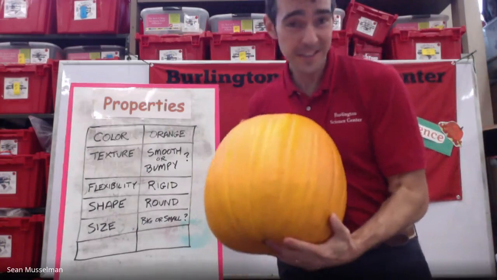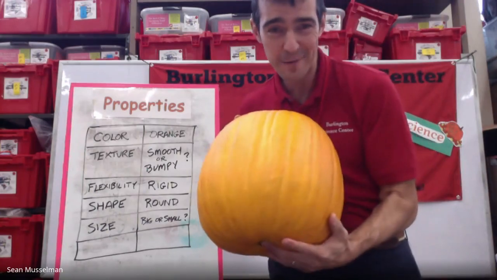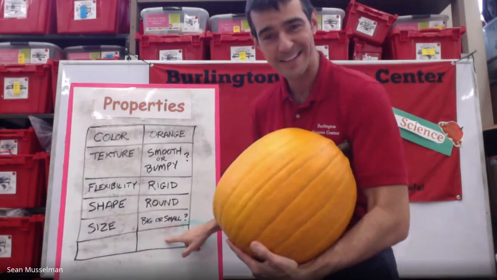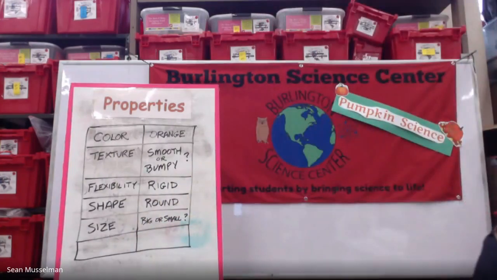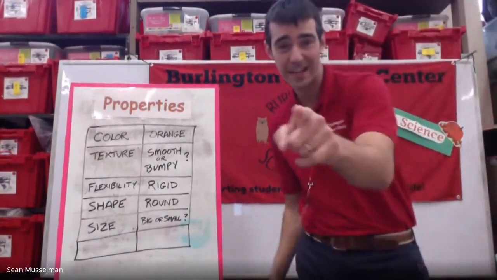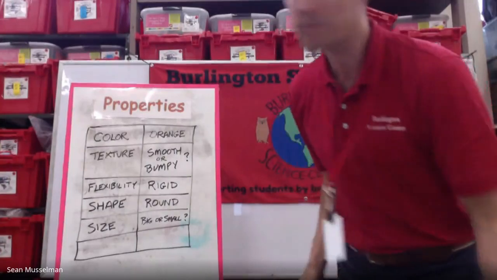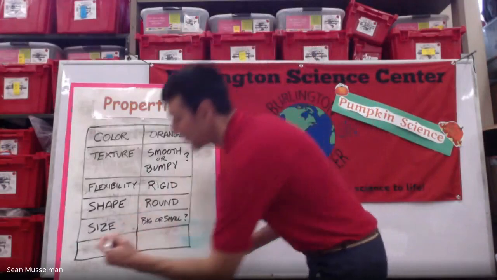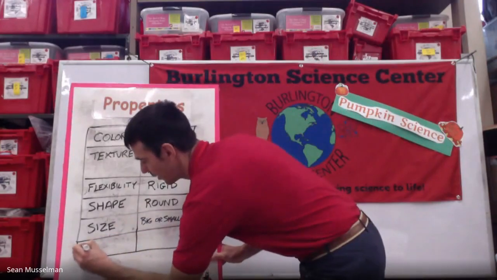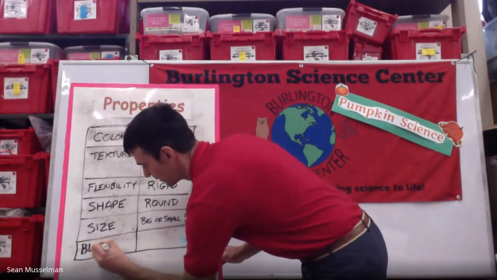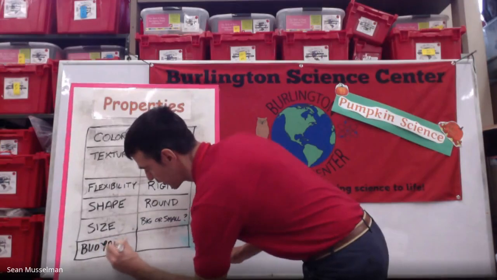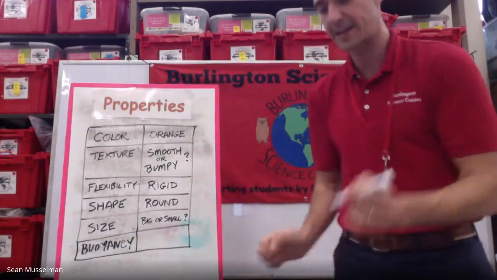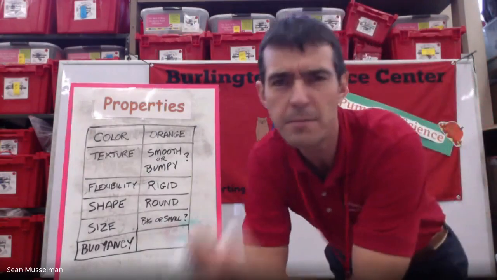So all of these words are great ways to describe pumpkins, but you notice that I've left one property blank today, and that's because I wanted to explore that property with you. And that property is the buoyancy of a pumpkin. Now, what does the word buoyancy mean? It's a super science-y word. Do you know what it means?